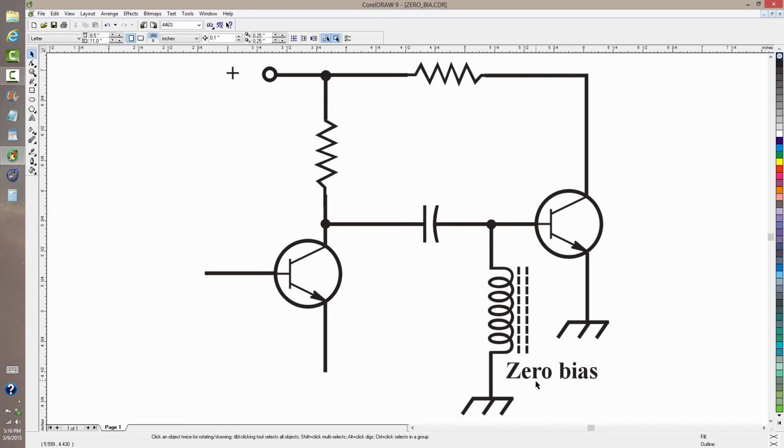Zero bias is an important concept in amplifiers at all frequencies, from audio all the way through microwaves.